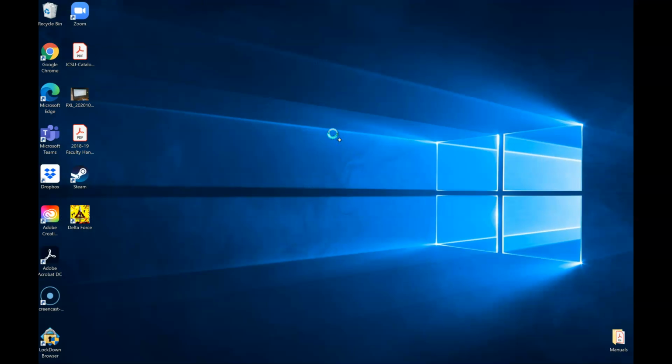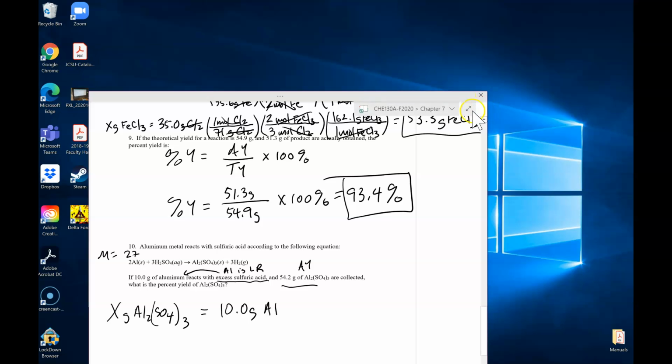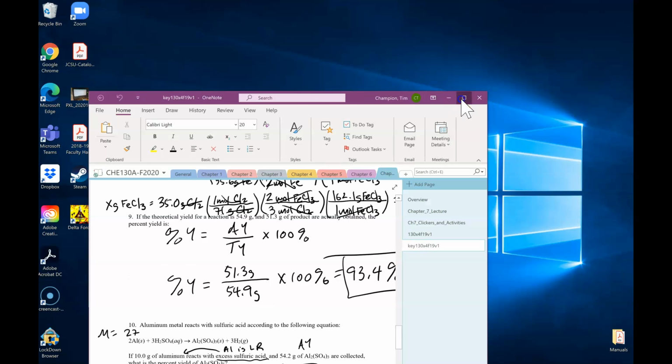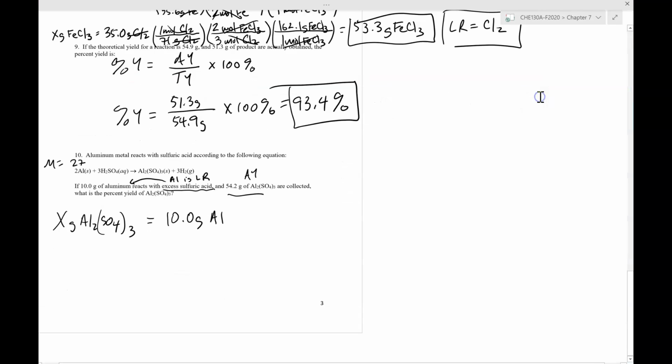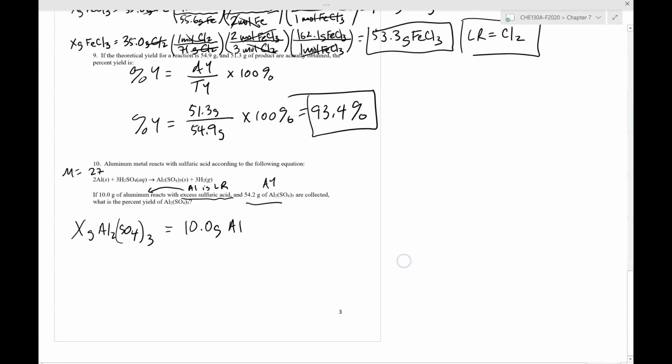Oops, where'd you go? OneNote crashed on me there or what? Let me bring it back over here on the right screen. All right. Get that back. Sorry about that. All right. I probably just bumped something with my hand there.